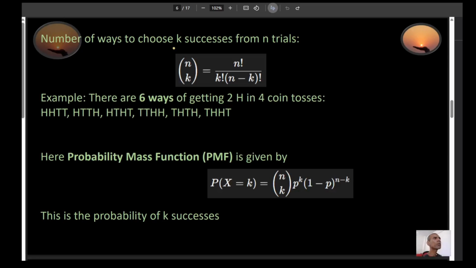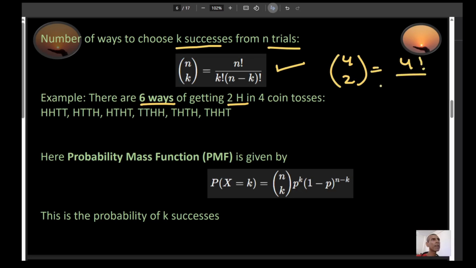Now, the number of ways of choosing k successes from n trials is given by this expression right here. So, for example, there are 6 ways of getting 2 heads in a 4 coin toss. In this case, my n would be 4 and my k is 2. When you solve this, it comes out to be 4 factorial divided by 2 factorial times (4 minus 2) factorial, which is 2 factorial. This is 1 times 2 times 3 times 4, over 1 times 2 times 1 times 2. And when you solve this, the answer comes out to be 6.